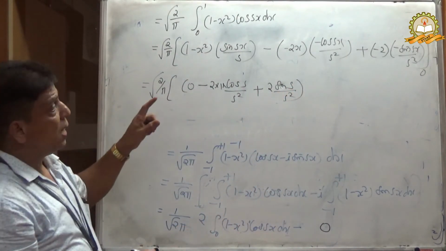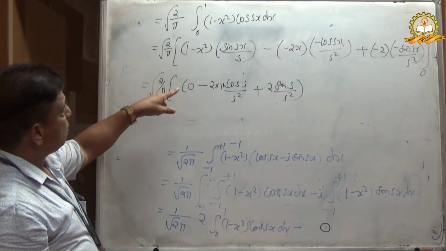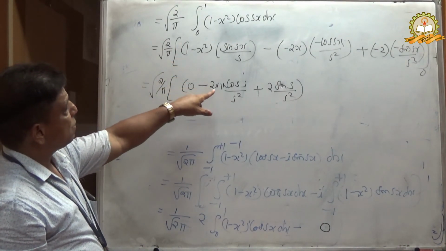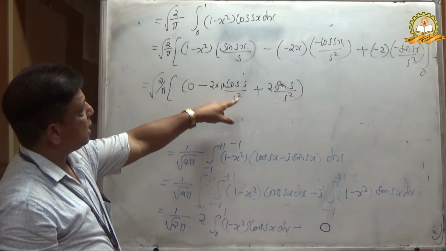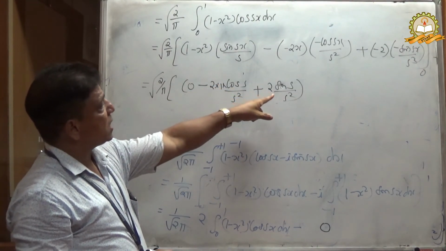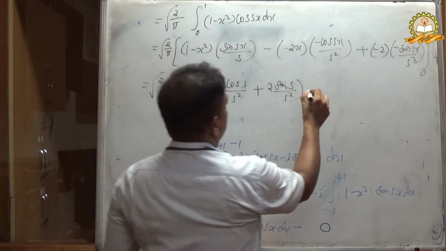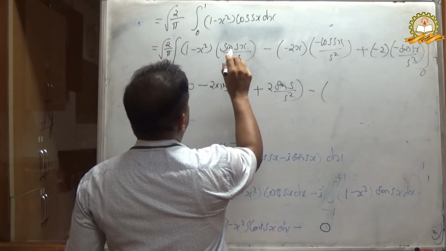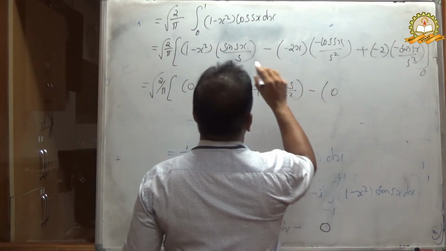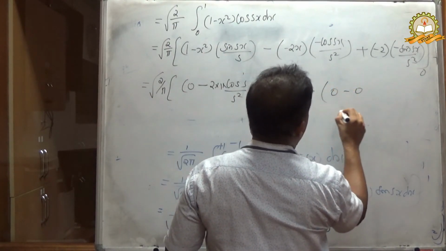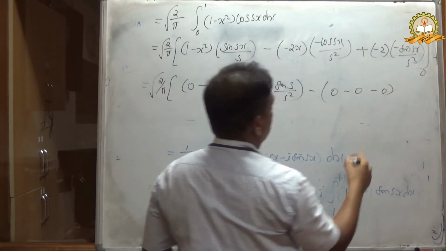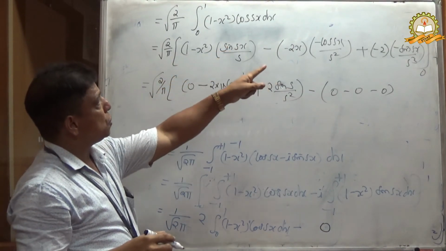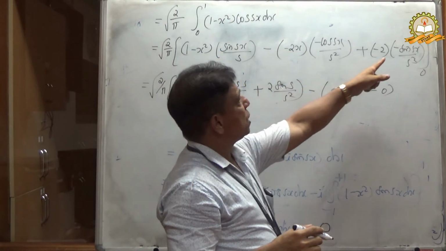When we apply the upper limit, the first part will be 0, and the second part will be minus 2 into cos s by s square plus 2 sin s by s cube. Then minus, when we apply the lower limit 0, this is 0, and this case is also 0, and this case is also 0. In the lower part, all three terms will be 0. The reason is that here sin 0 is 0, here x is equal to 0, giving 0, and here sin 0 is 0.